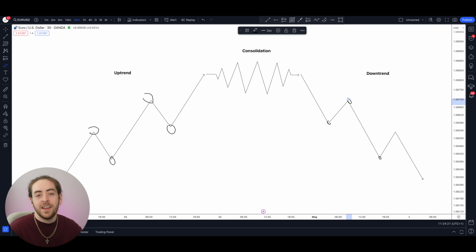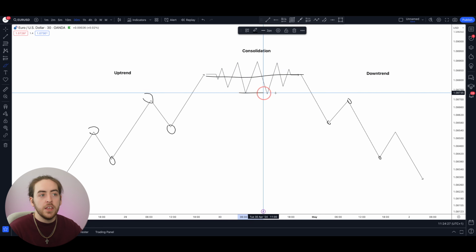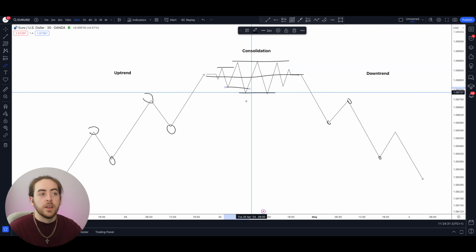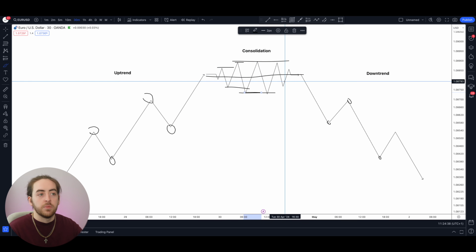Now, quite obviously then, a consolidation is simply where the market is trading sideways and not really providing any clarity. It could be forming equal lows and equal highs, or it could be forming a higher high followed by a lower low, followed by another higher high and another lower low. There's no direction in consolidations, therefore they're not the greatest place to trade.